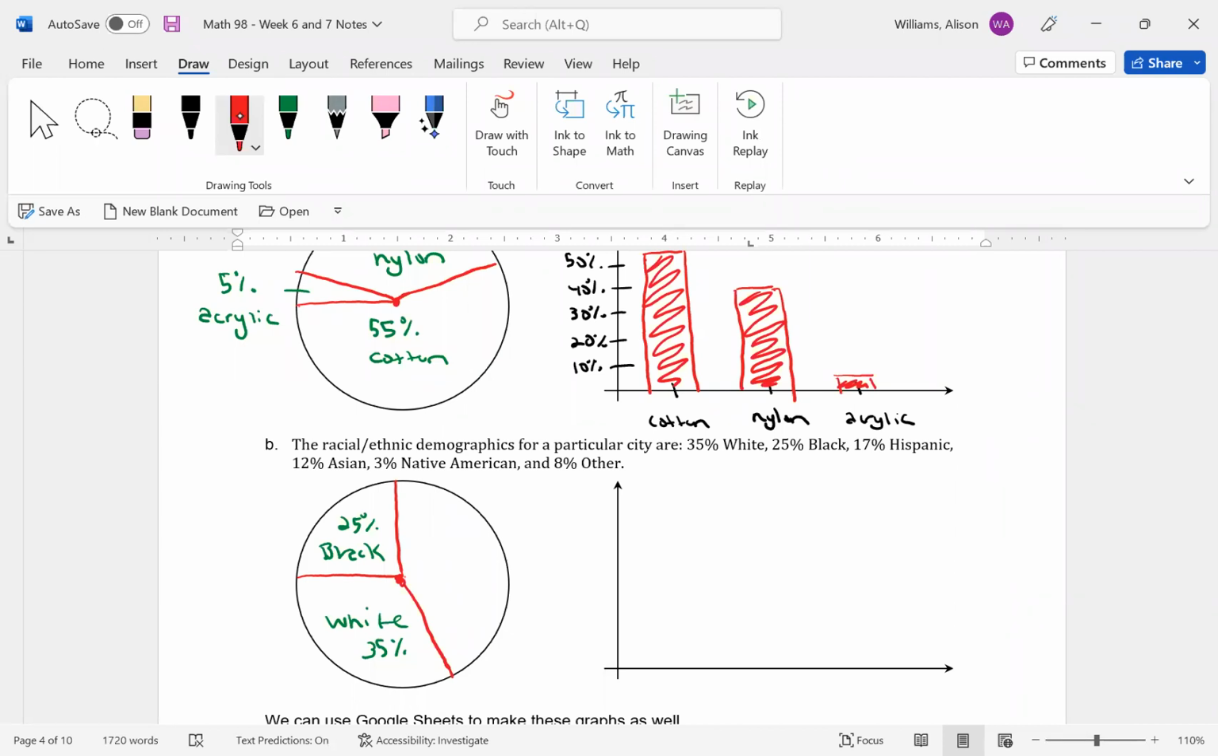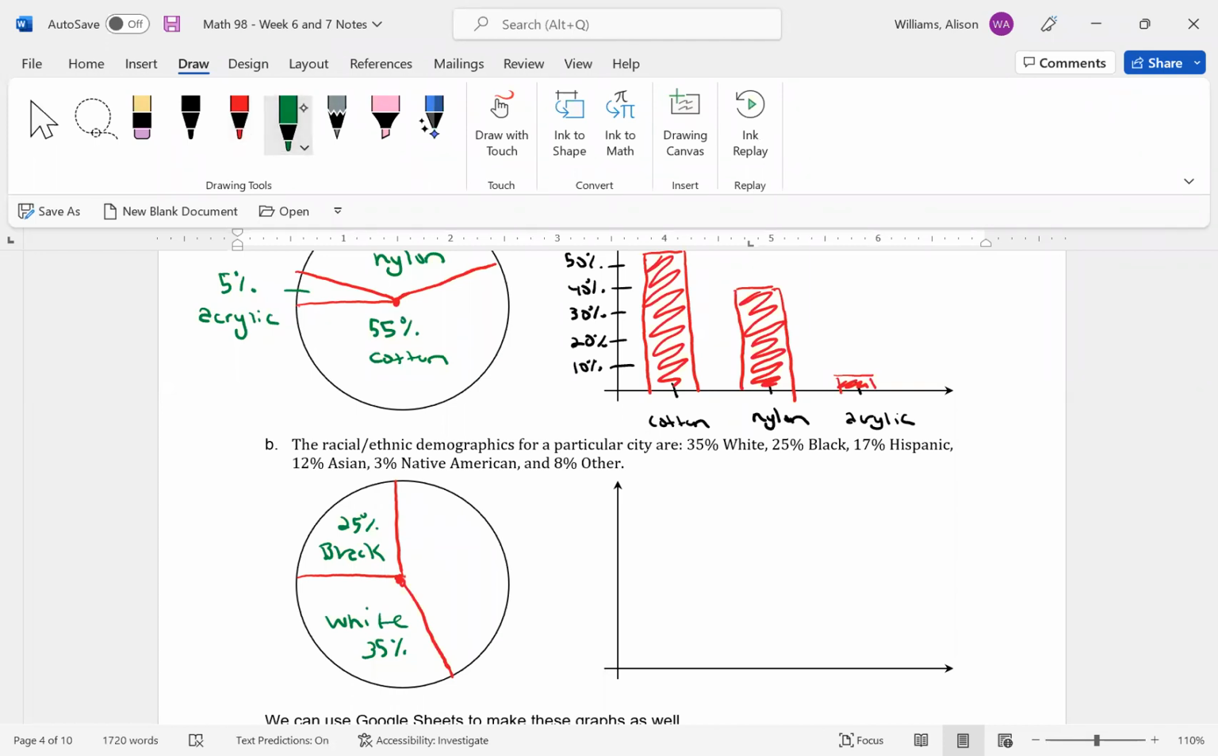All right, so 17 plus 12, that adds up to 29. That's quite a bit. All right, so 17 needs to be significantly less than 25. Not significantly, but less enough. We'll go ahead and put it about there. 12% should be about half of 25%. Actually, here, I think that's a little bit easier for me to visualize.